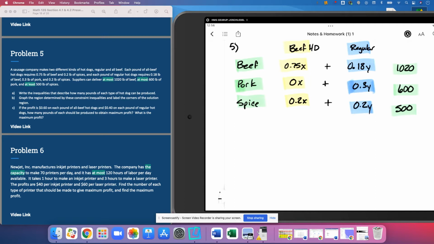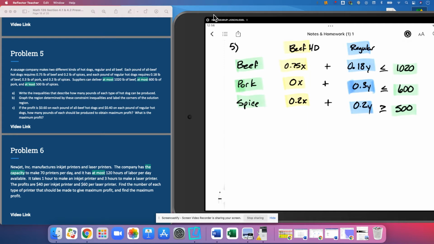So it is at most that much pounds of beef, so we have to stay under that amount of beef. It is at most that much pork, so we have to stay under that amount of pork. And it's at least 500 pounds of spice, so we can go above that amount in spice if we want to. Kind of interesting that this time we have 2 that are less than and 1 that is greater than. We'll see how that affects our graph.